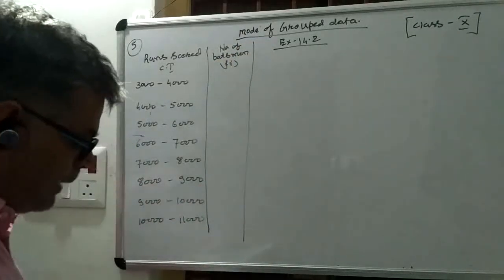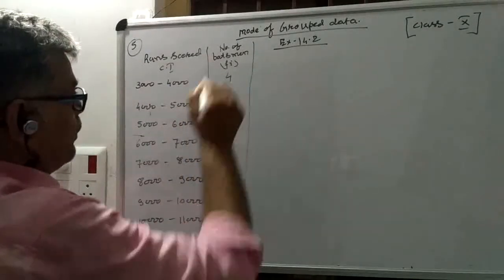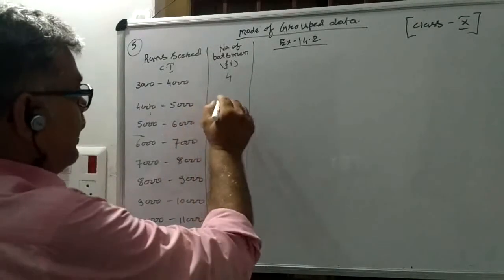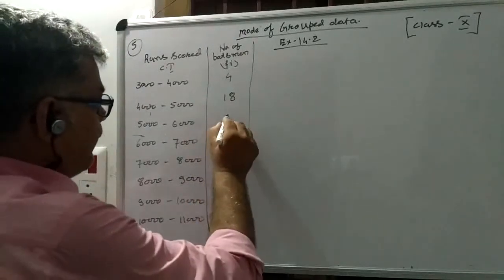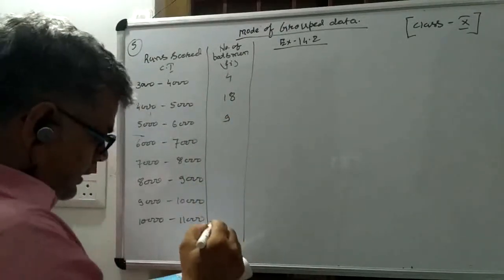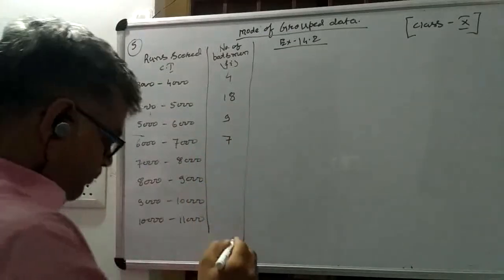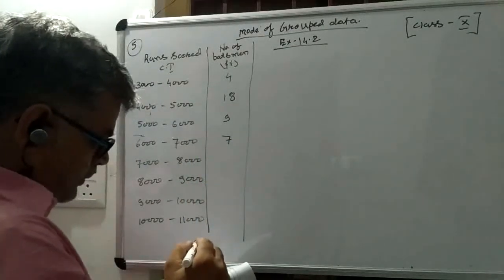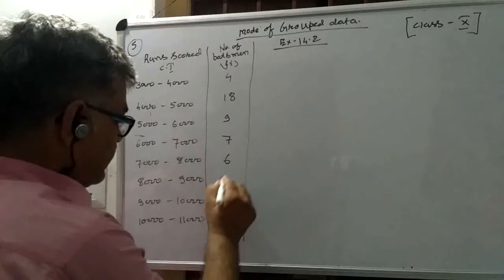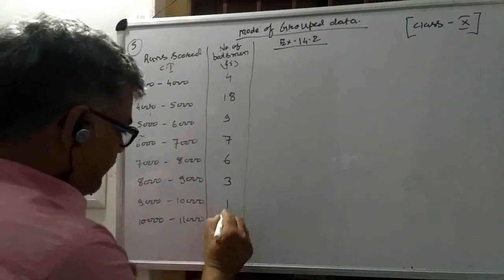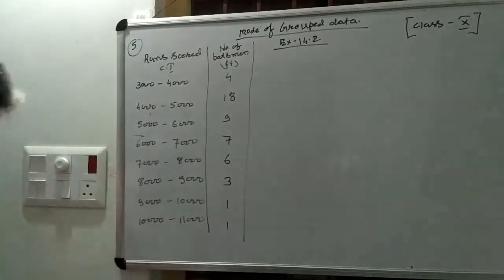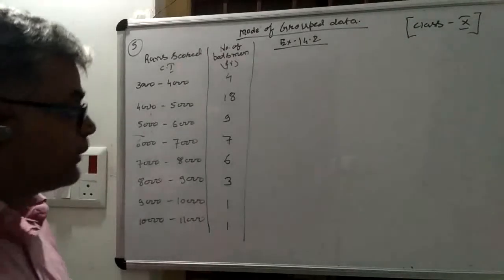Now the number of batsmen is 4, 18, 9, 7, 6, 3, 1, 1. This is the table. Now you have to find the mode of the runs scored by these batsmen.